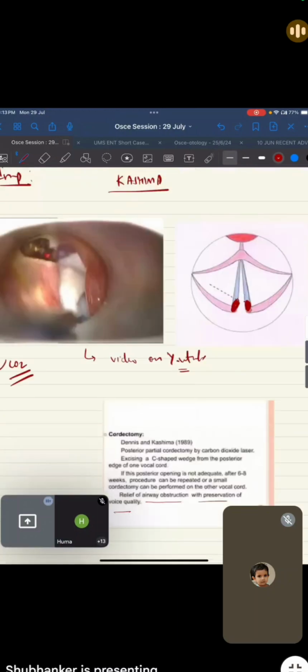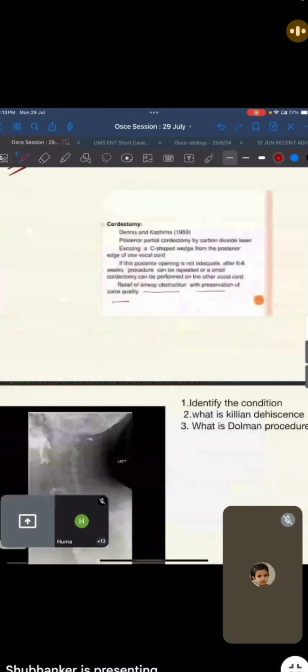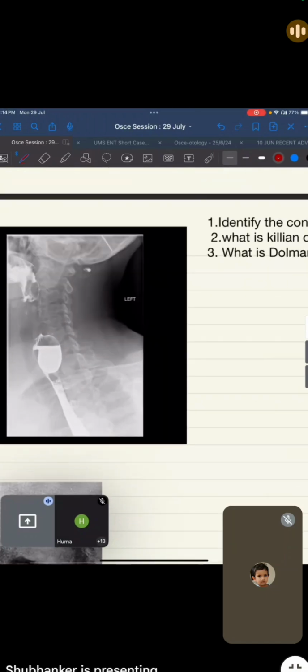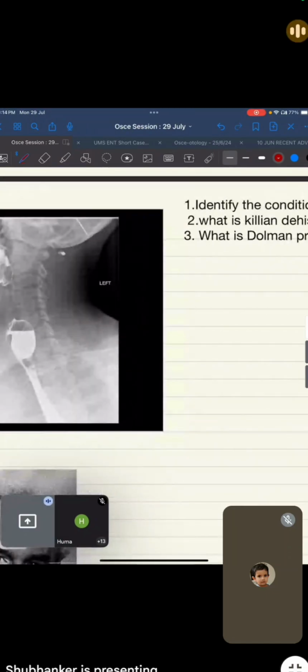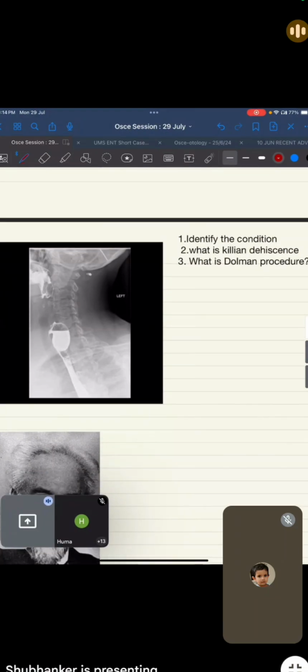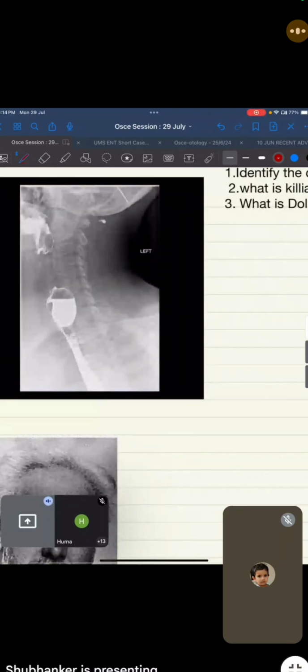Okay. So moving ahead, these 3 things. Okay. So guys, this is the image which is given to you, and they might give a clinical history that the patient comes with dysphagia and is not able to swallow. So they will ask you what is the condition, what is Killian's dehiscence, what is Dolman's procedure. So can I have the first answer please?